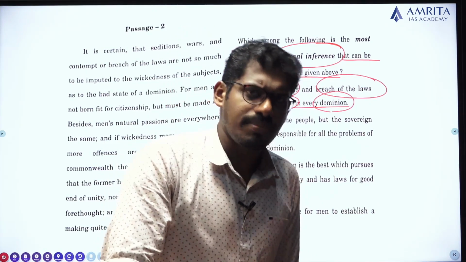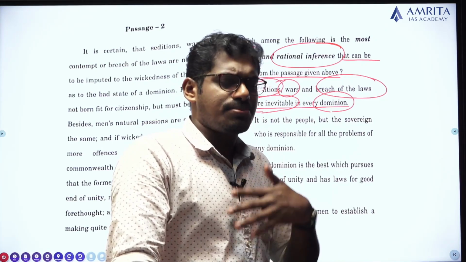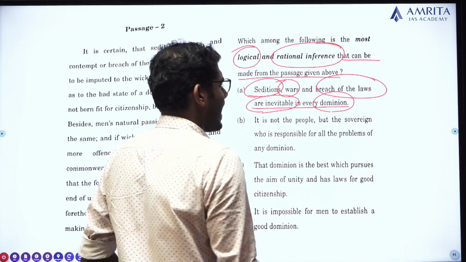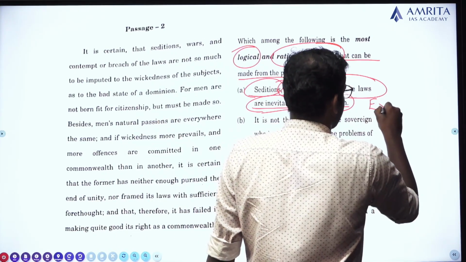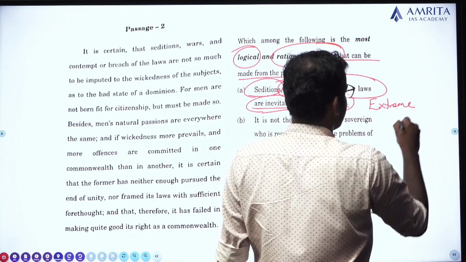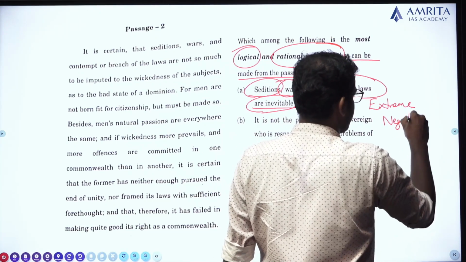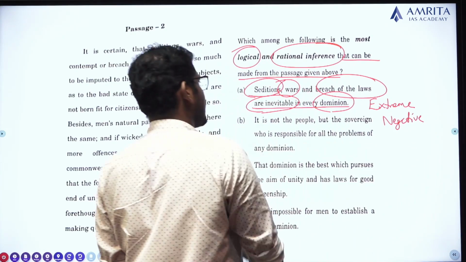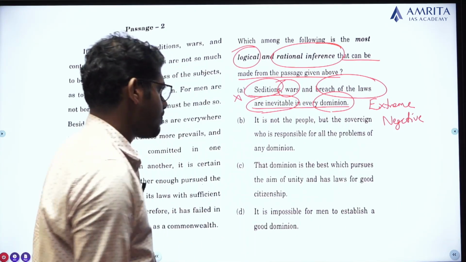Is it a negative statement? Can it be substantially validated? No. So that's an extreme statement, or that is a negative statement also. So that cannot be a correct one. I am taking this as incorrect.